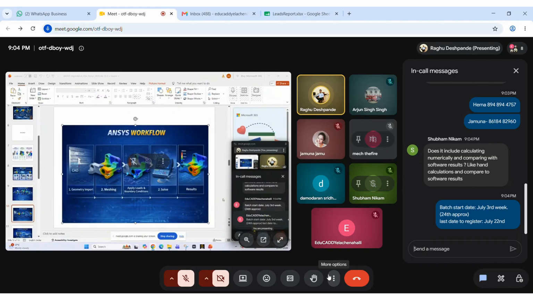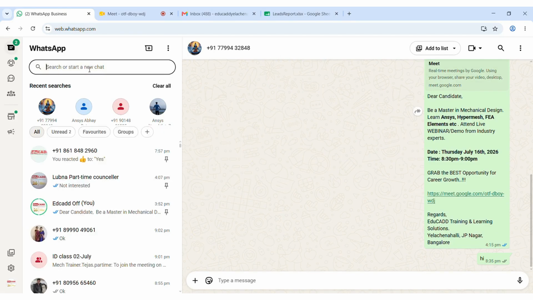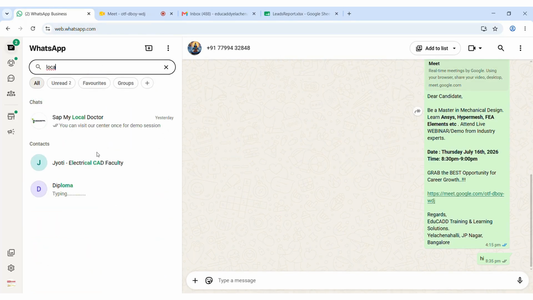Yeah, even we can do that. The hand calculation, sometimes we cannot predict the results from the software itself, right? We can correlate the hand calculation as well as the software results. We can do that.